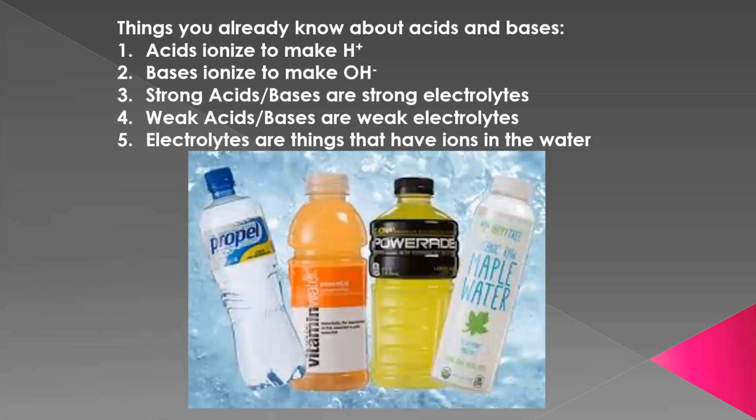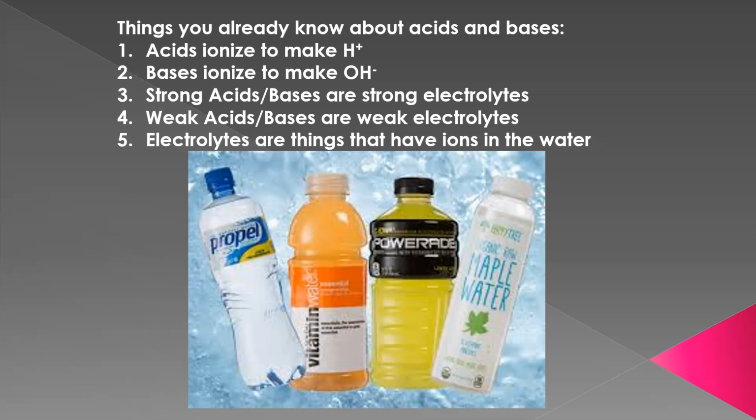Okay. And so I said this before, but a final reminder, you'll now have it in your notes for future reference, that electrolytes are things that have ions in the water. So our definitions of strong acids, strong bases, weak acids, weak bases, all come down to ions. They were electrolytes, either strong electrolytes or weak electrolytes, because they were making either a lot of ions or a little bit of ions. So it all connects together.